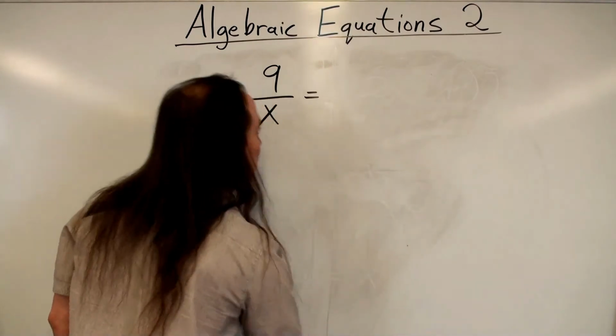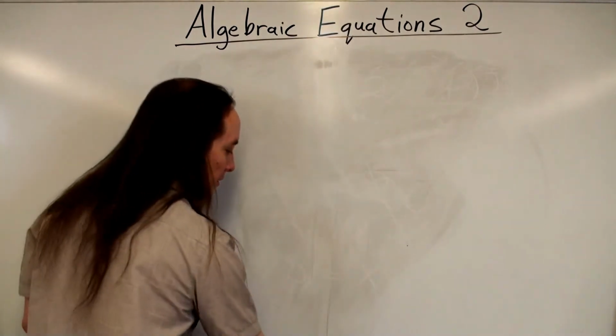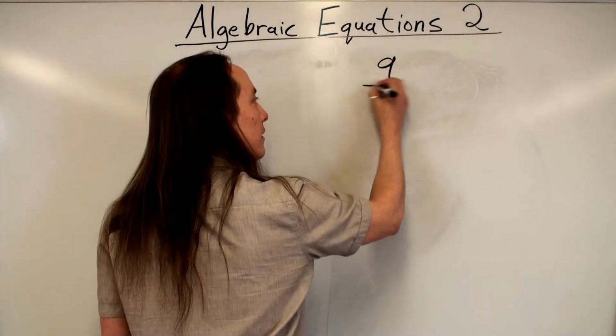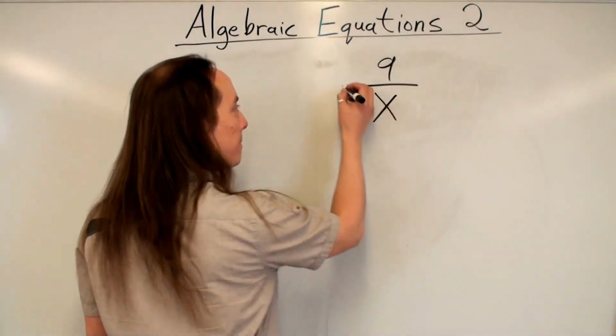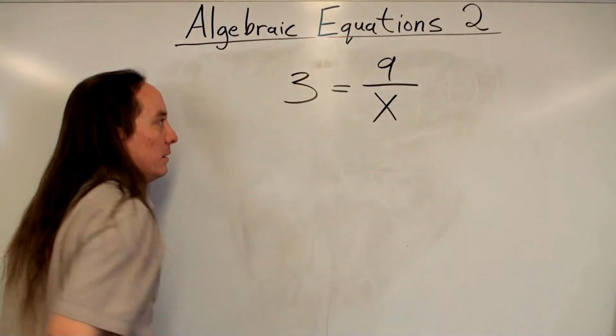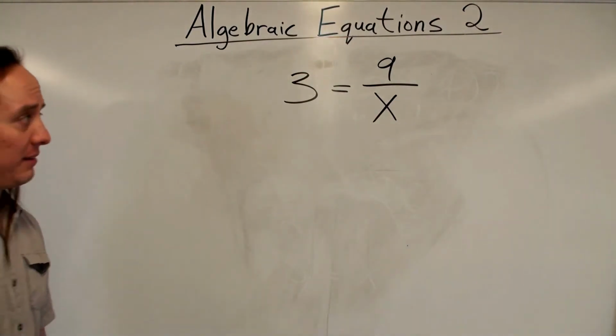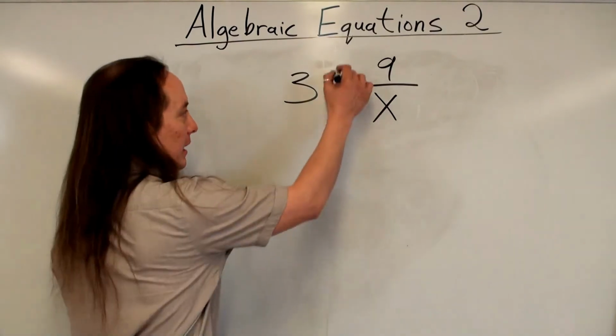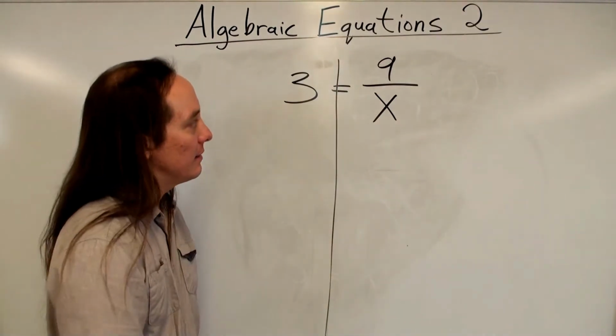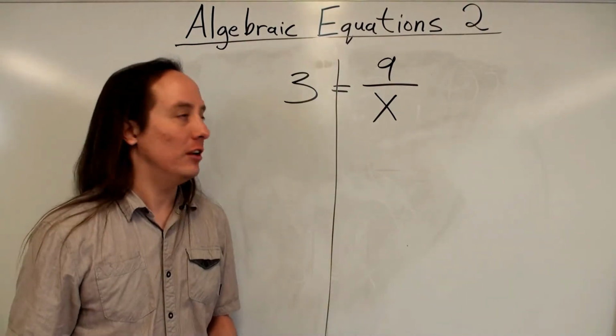You know what, let's flip-flop this one over. Let's move it over to the other side. 9 over x, okay. All right, 3 is equal to 9 over x. First step, my line. Second step is to try to eliminate that fraction.